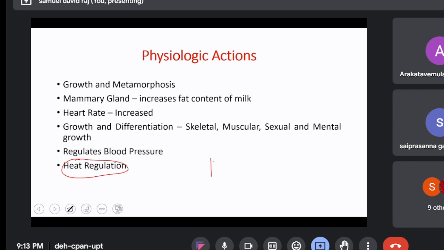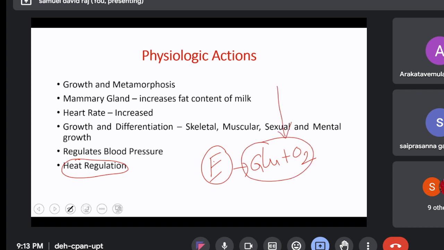How does the heat regulation take place? By the production of energy only. How is the energy produced? By the breakdown of glucose in the presence of oxygen. How does it take place? Only when glucose and oxygen are supplied. Through which are these supplied? They are supplied through blood.